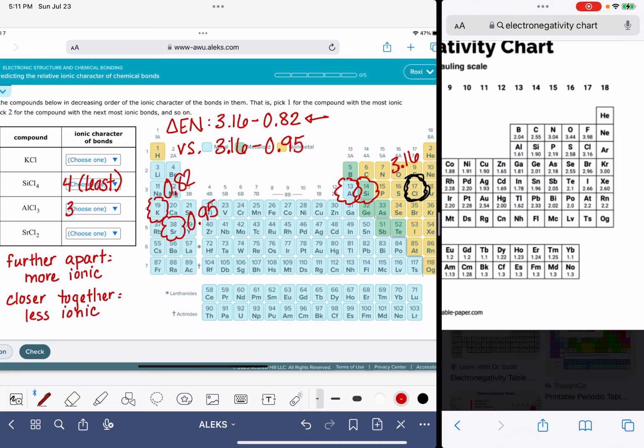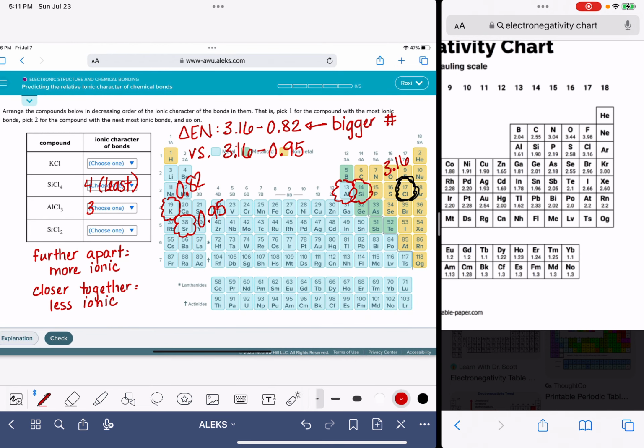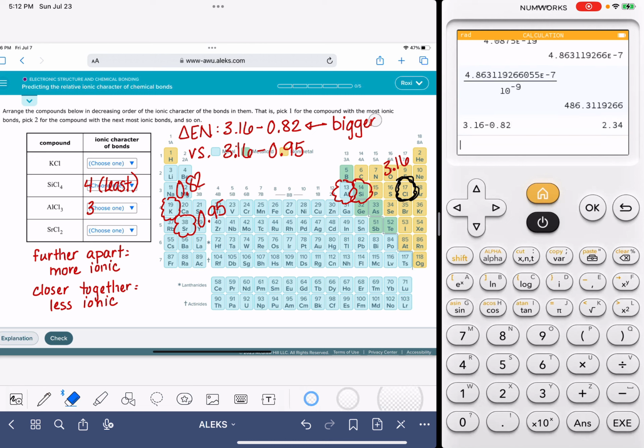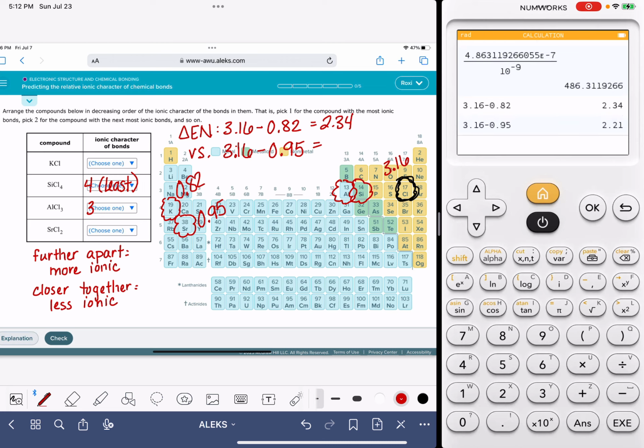And without even busting a calculator out, this is going to be a bigger number. We could pull a calculator out and do the math, but this is going to give us a larger number when I do the subtraction. In fact, if we wanted to, we could actually do it. Let's actually do it. 3.16 minus 0.82 is 2.34, and 3.16 minus 0.95 is 2.21. See, they're very, very similar, which is why it's really hard to just gauge by their positions. The larger the difference in electronegativity, the more ionic the substance is. So that means that potassium is my most ionic, and then the strontium is my next most.